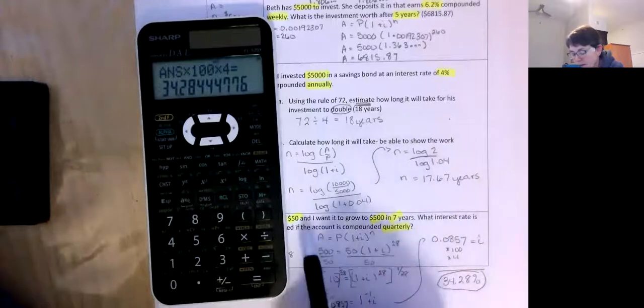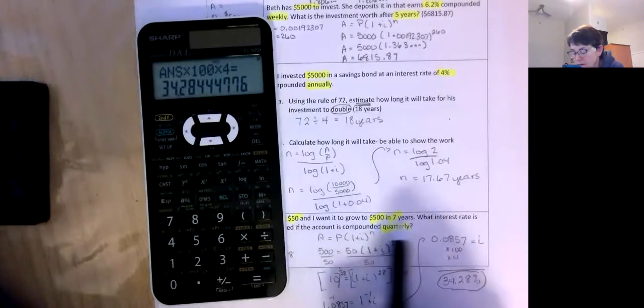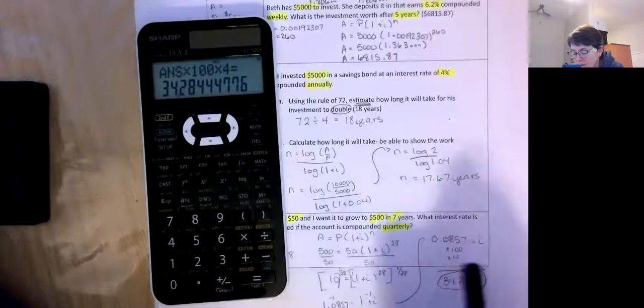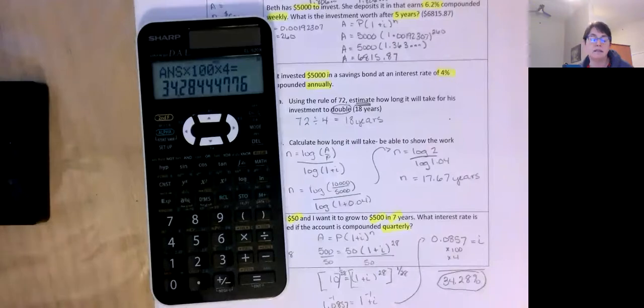That seems really high, but I'm basically wanting it to increase by a factor of 10 or double several times to get there. So a high percentage is excellent. All right, end of the video.